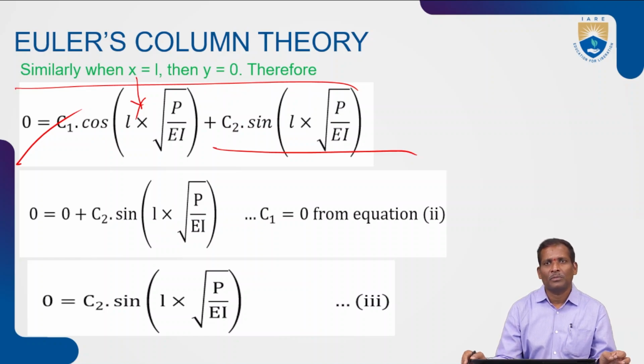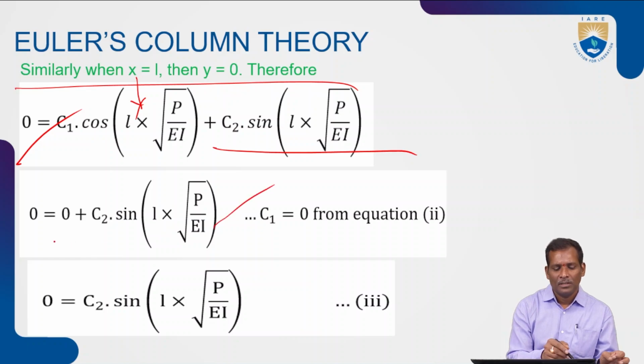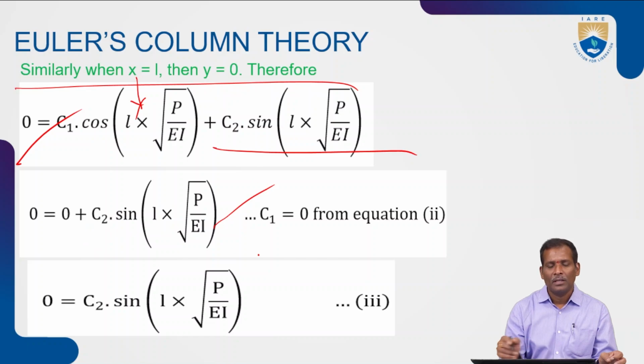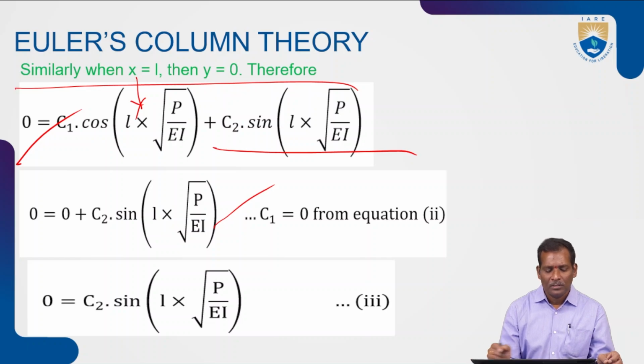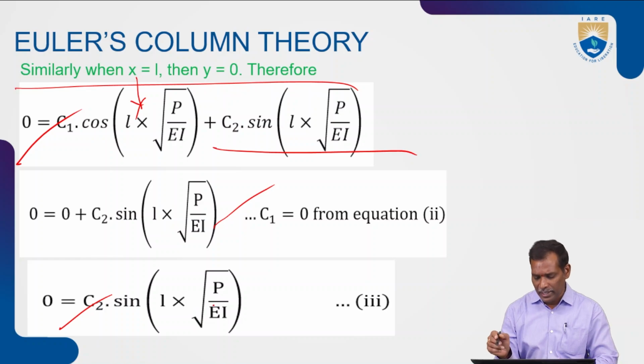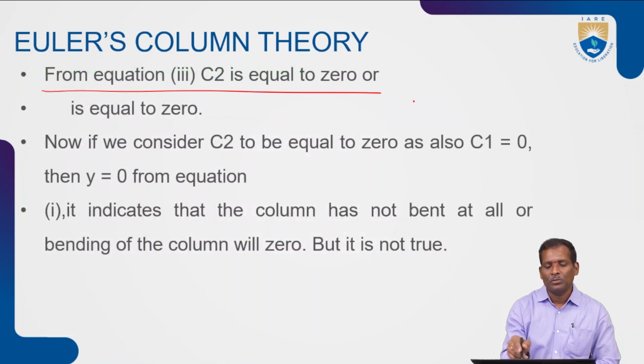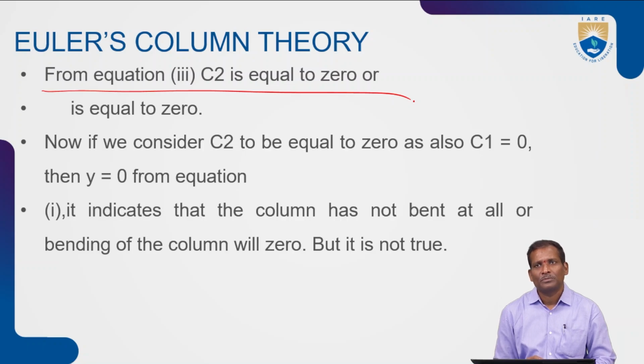So now find out C1 from the equation. This value is 0 and C1 is 0. So 0 equals C2 into sin L into square root of P by EI. So now find out C2 from equation 2: C2 equal to 0. So C2 is equal to 0, as also C1 is equal to 0, and y is equal to 0 from the equation.